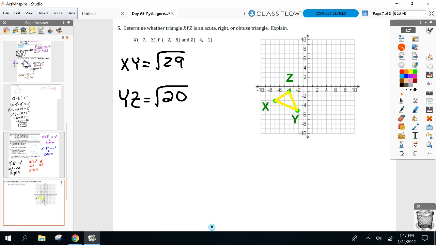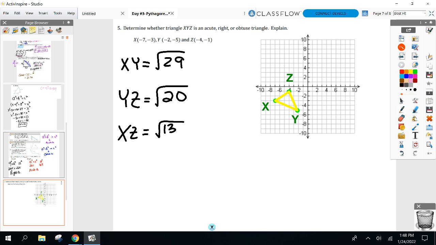20? Again, usually I'd have you break that down, but I'll show you why in a second. I don't need it broken down. And then that third side, XZ? What did you guys get for XZ? Square root of 13. Good.